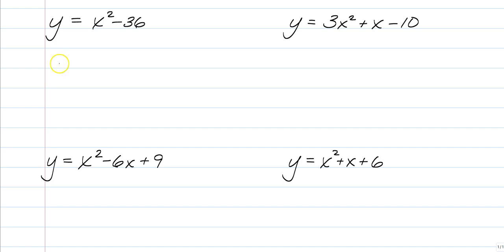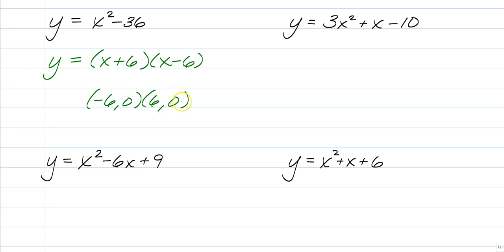Okay, so for this third example, we would just have y is equal to x plus 6 and x minus 6, because we would factor that using the difference of two squares. So our intercepts would be negative 6, 0 and positive 6, 0. Now the cool thing with these is you could always double check with your graphing calculator by just typing these into y1, the standard form, and then seeing if it gives you the same intercepts that you get by hand.